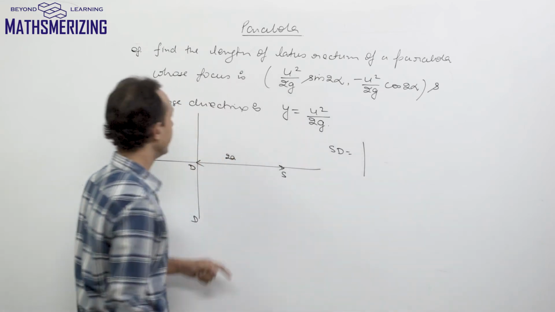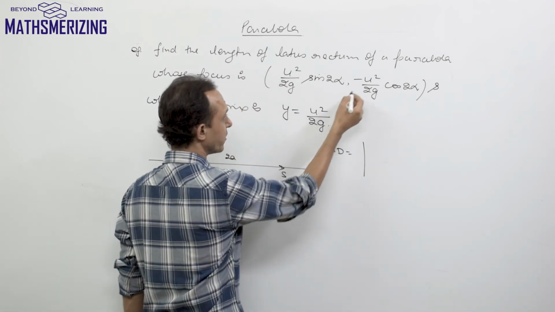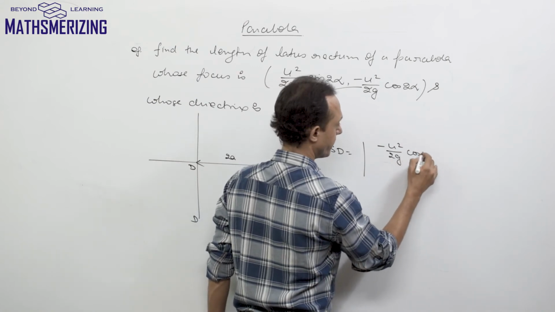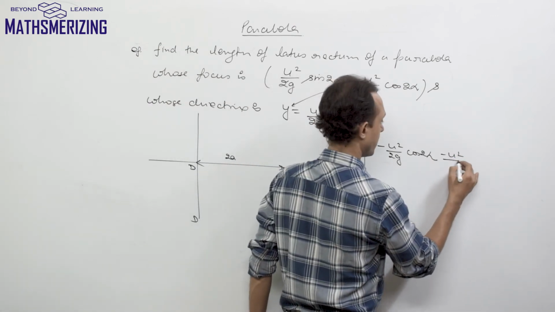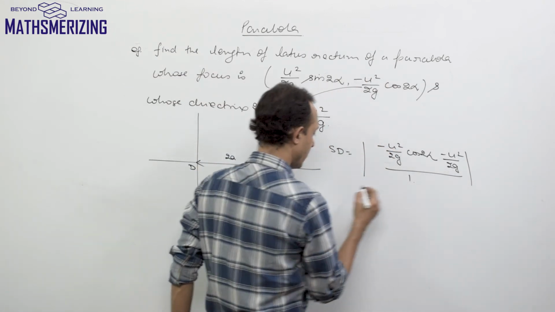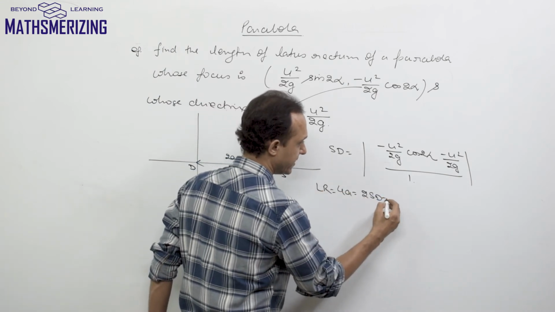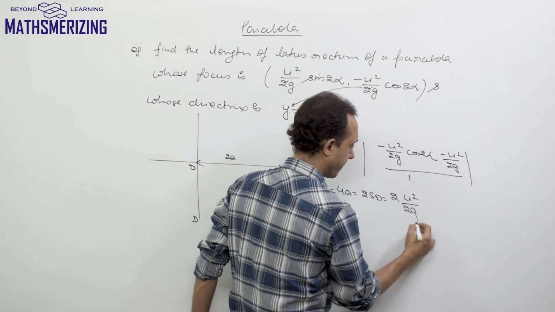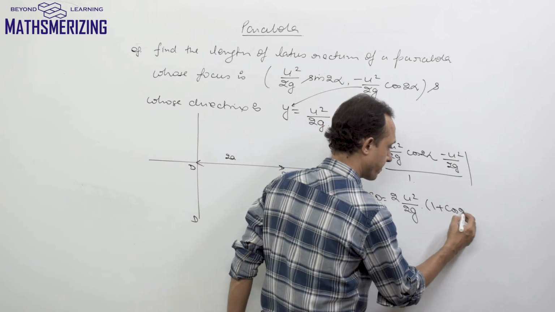So this distance will be simply, now what's the equation of this line? The equation of this line is y minus u square upon 2g. So I'll put the value of y. So I'll get minus u square upon 2g cos 2 alpha and then minus u square upon 2g, and this is divided by 1. So the length of the latus rectum will be simply 4a, and that will be 2 times SD. So it will be simply 2 times, and then I'll take u square upon 2g common, then I'll get 1 plus cos 2 alpha.